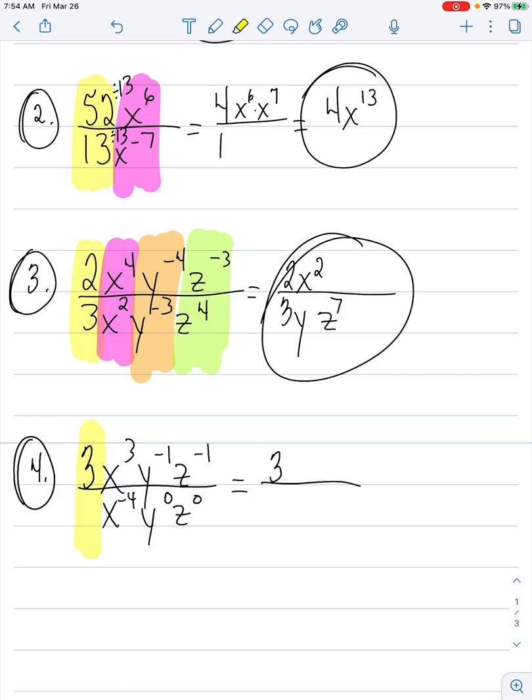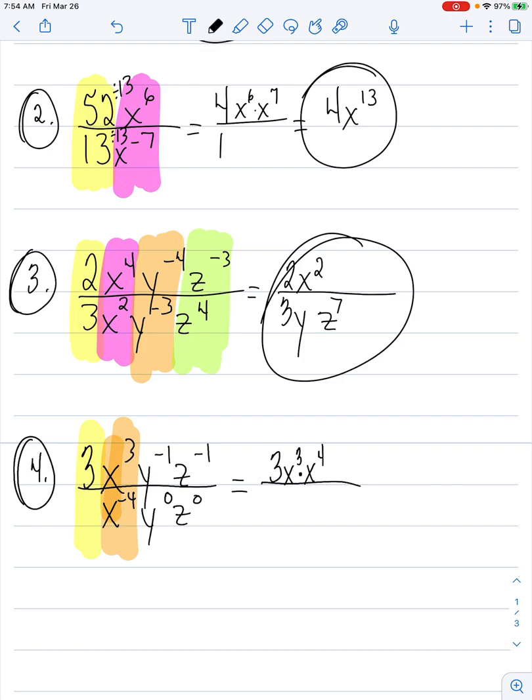Now let's take a look at our x's. I have x to the third on top and x to the negative fourth on bottom. So that x to the third stays on top, but that x to the negative fourth comes up top.